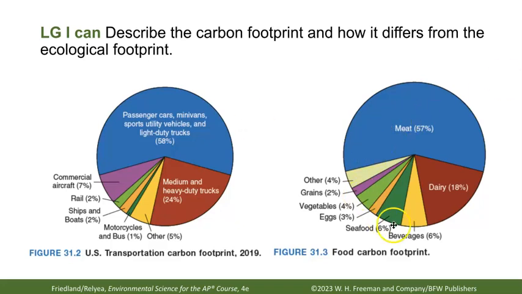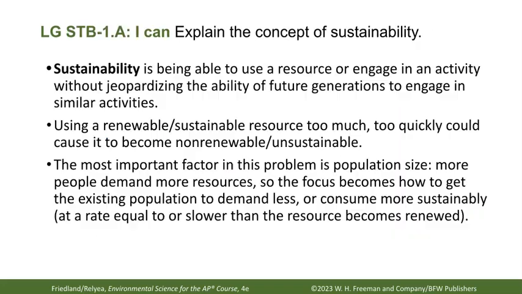And then this is for food. So you can see that meat creates more carbon per person than other food products do. All right, let's move on to sustainability. It's the ability to use a resource or engage in an activity without jeopardizing the ability of future generations to engage in similar activities. So how do we use resources and make sure there's enough for our children and our grandchildren?